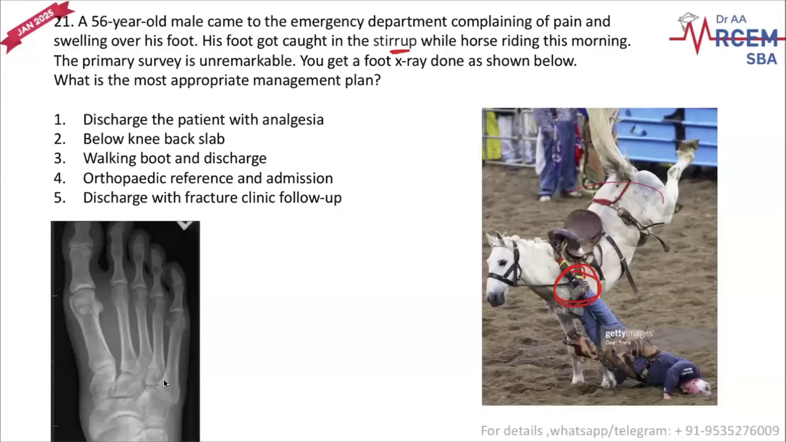Whenever this kind of injury presents, always suspect a Lisfranc fracture. They have given an AP view here. You can see the medial border of the second cuneiform bone is not in alignment with the medial border of the second metatarsal bone. But the history also kind of gives away the diagnosis here. So this is a Lisfranc fracture. What we do for a Lisfranc fracture, we refer to orthopedics for admission because it requires surgery. That's all we do for the Lisfranc fracture. So the right answer here is orthopedic referral. The most appropriate management plan is orthopedic referral and admission.